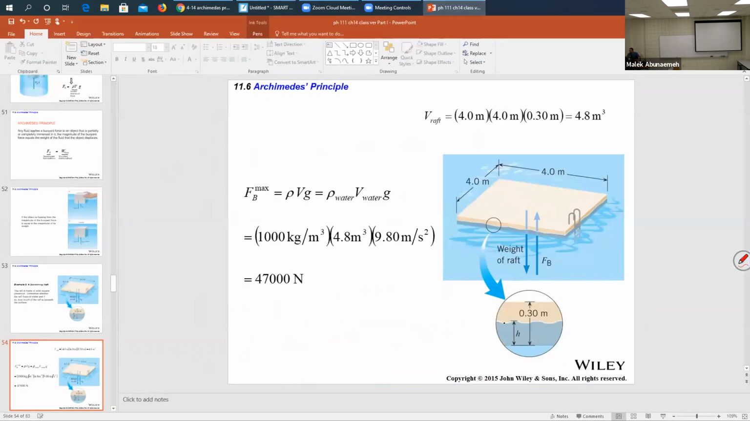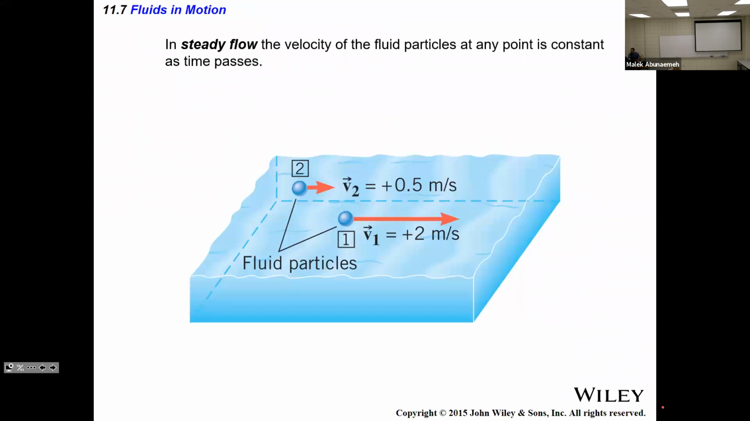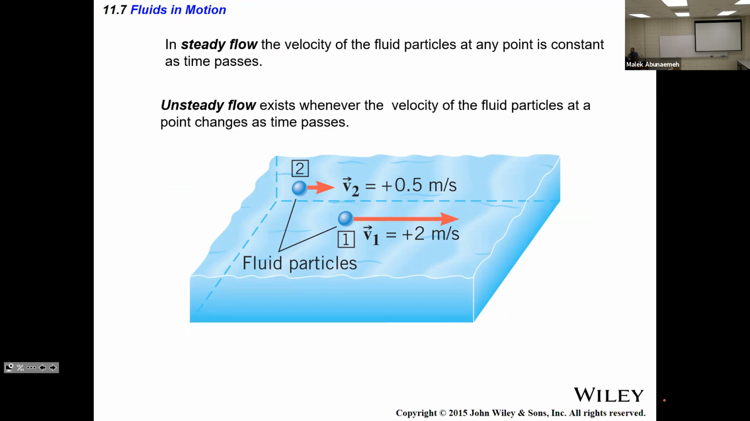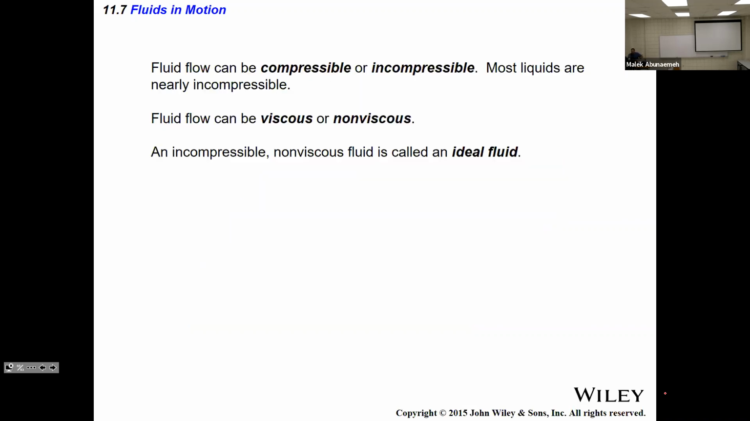And now let's go back over here and take a look at this. We've already done this. In a steady flow, the velocity of a fluid particle at any point is constant as time passes. An unsteady flow exists whenever the velocity of the fluid particles at a point changes as time passes. Now, turbulent flow is an extreme kind of unsteady flow in which the velocity of the fluid particles at a point changes erratically in both magnitude and direction.